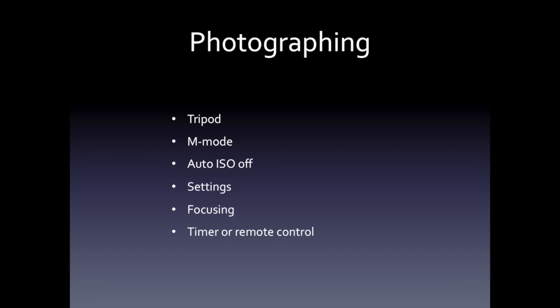And then you have ISO settings on your camera. So we don't use auto ISO. You want to select ISO by yourself. Then you put the settings. Then you focus, and then use a timer or remote control.